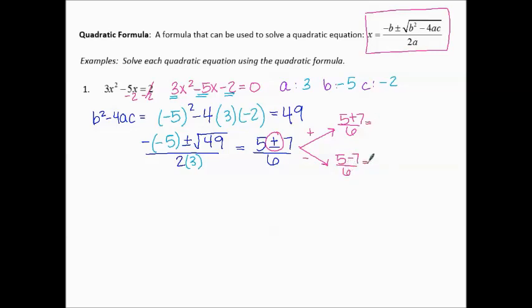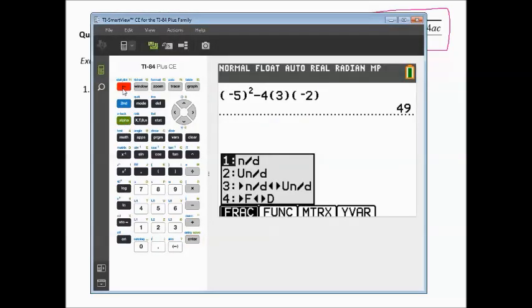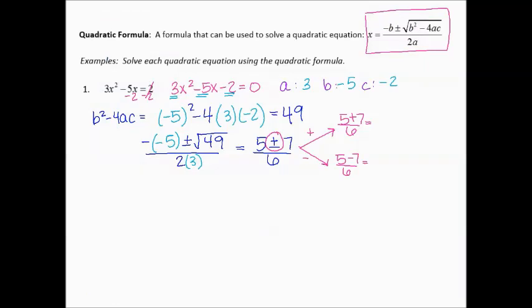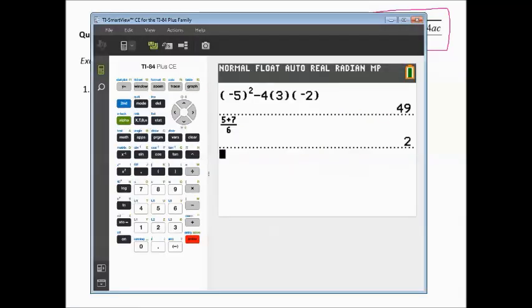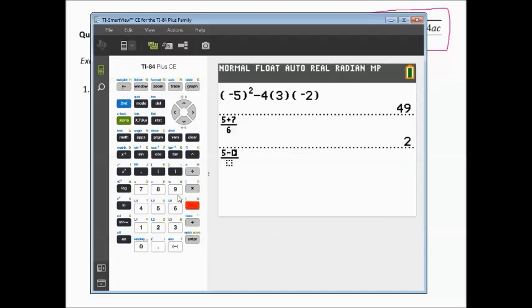And you can use your calculator. You can use the alpha y equals on your calculator. Alpha y equals 5 plus 7 divided by 6 will give me 2. And then we have 5 minus 7 over 6 will give me negative 1/3.